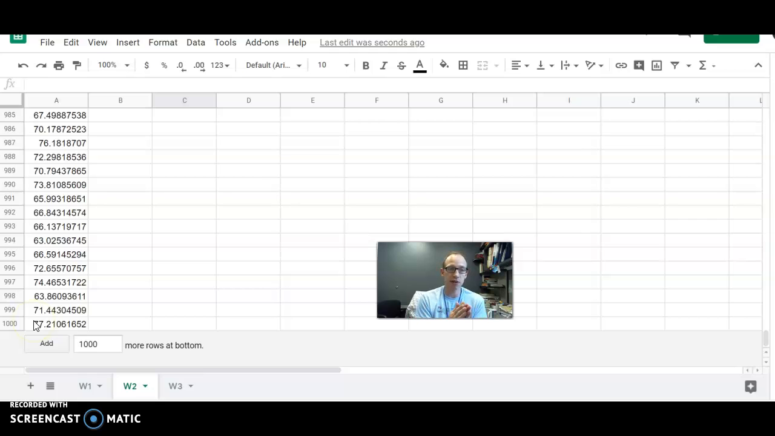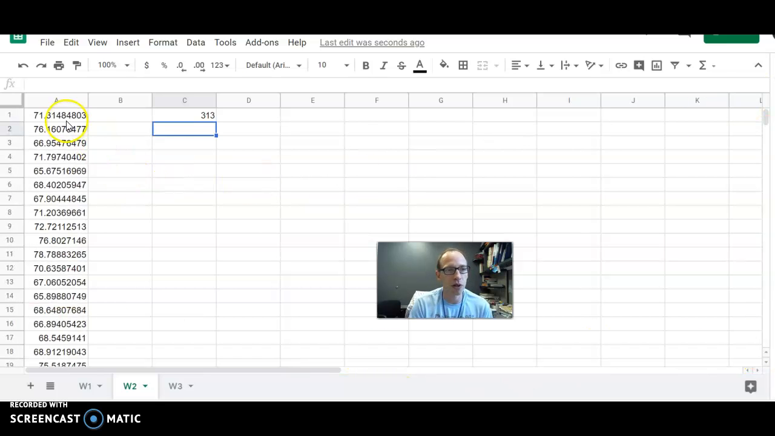Now you may have a different amount. So in our focus task, for example, there were 500, so make sure you're accounting for that. But if I want to know then what portion of these randomly generated male heights are less than 68 inches tall, I know there's 313, but what portion, what percent?